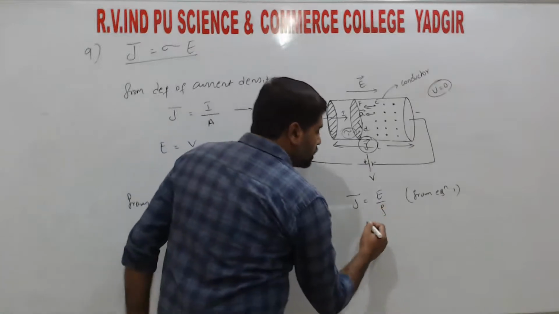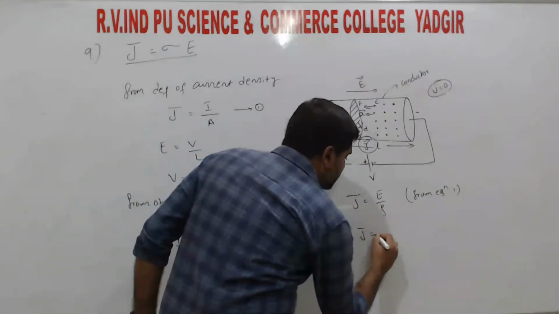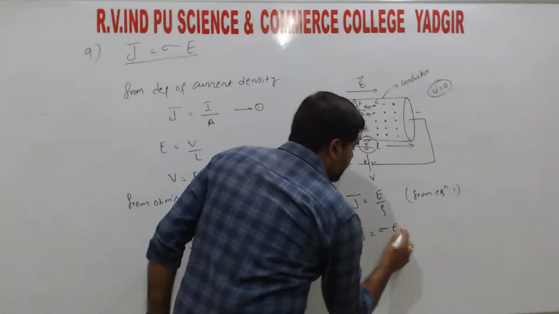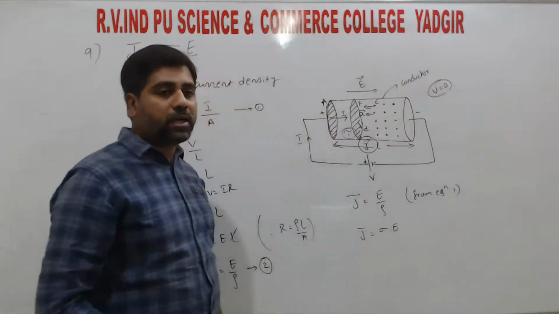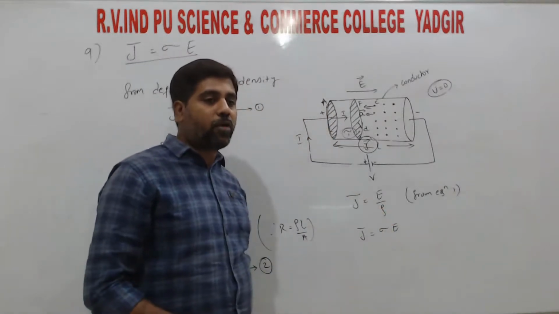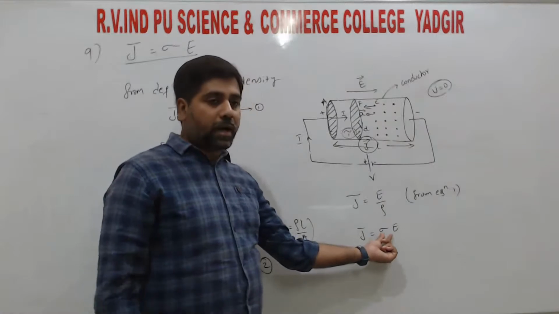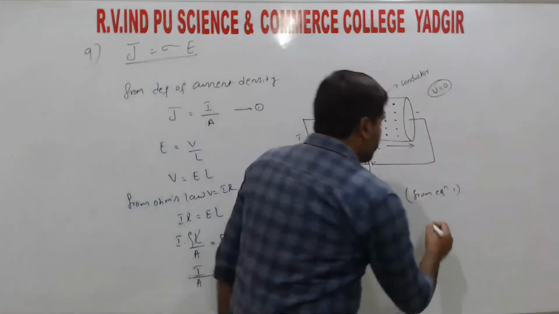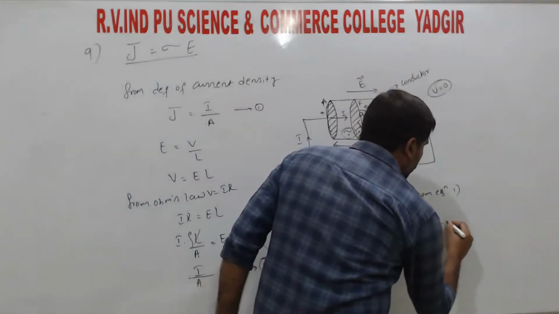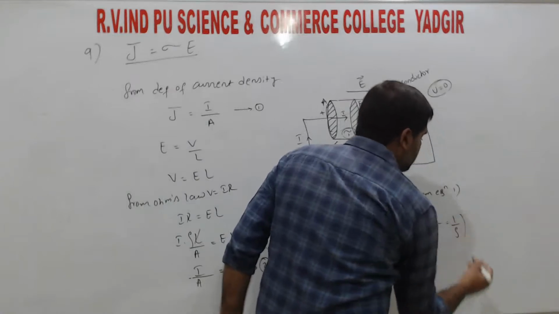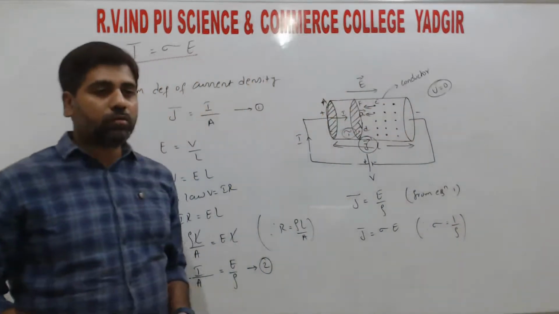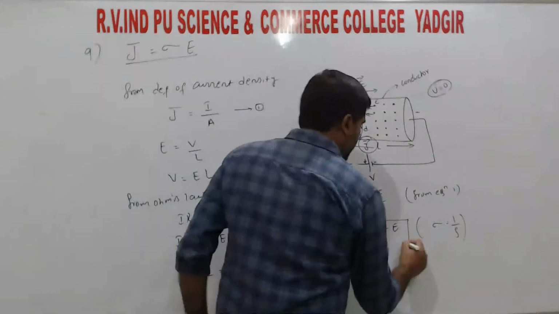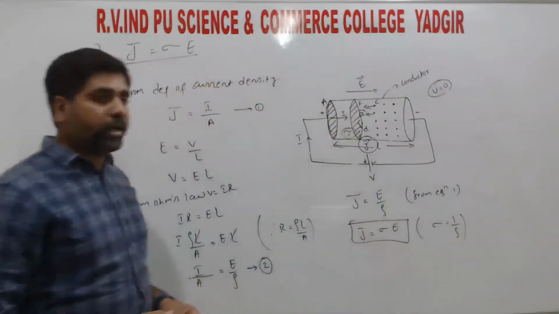So rho is the resistivity. So current density is equal to sigma into E. Rho is a constant, so that constant is replaced by one more constant, that is conductivity. Sigma is conductivity, and we can write sigma is equal to 1 by rho. So this is the final derivation: J is equal to sigma into E.